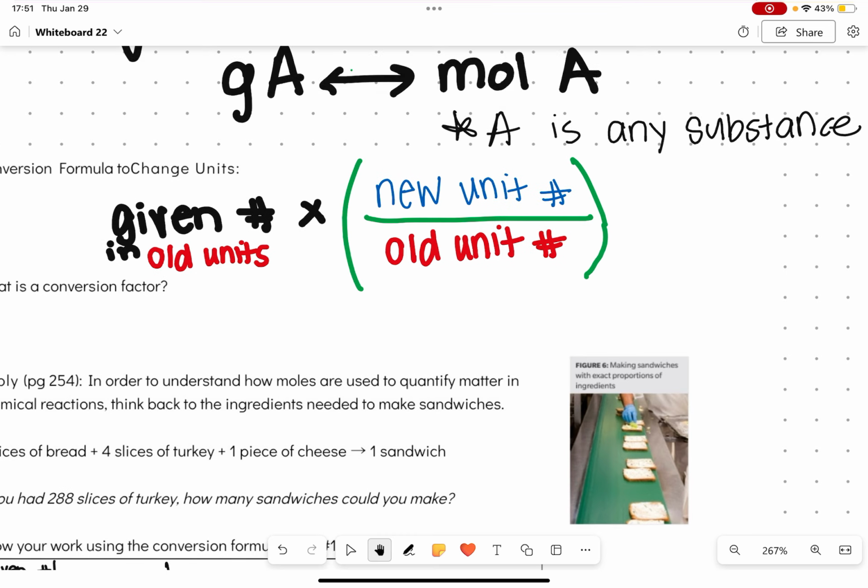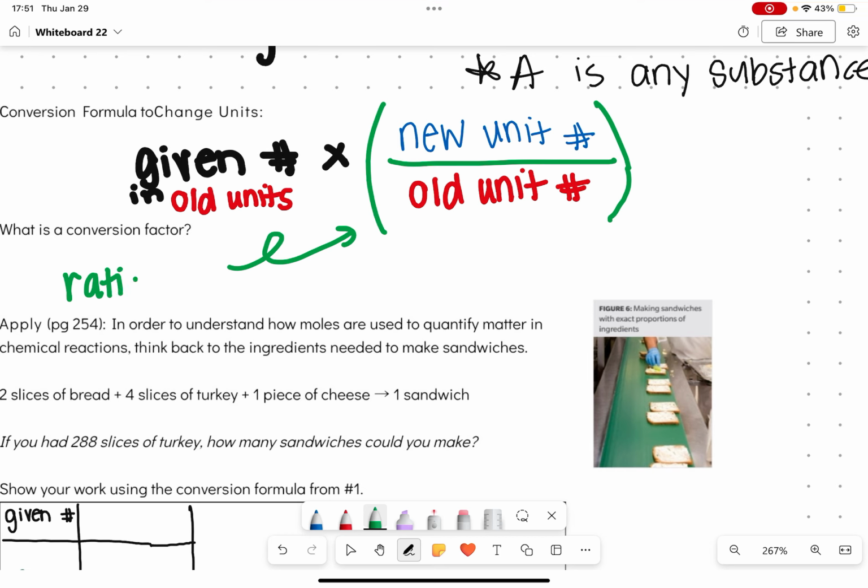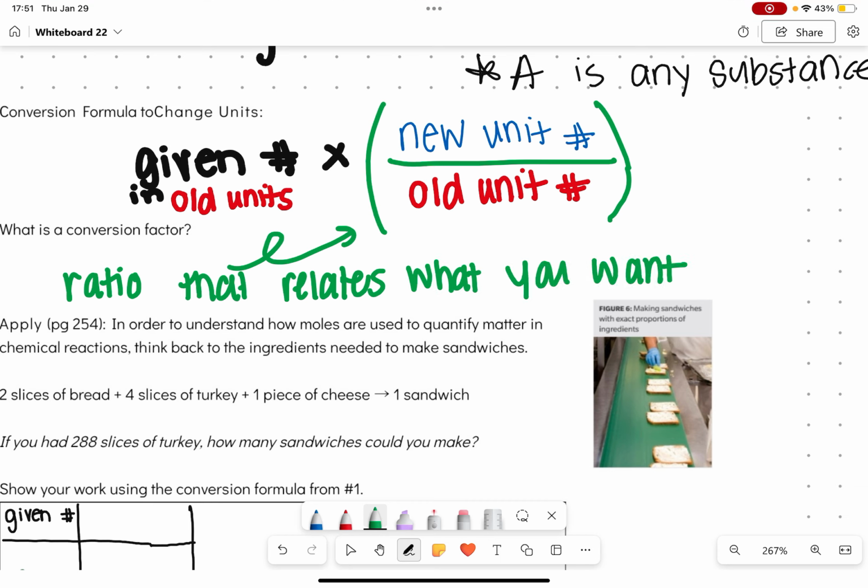So the setup of how to change units is the given number that they give you in the question goes out front. And your given number has what I like to call my old units, the units I currently have, but I don't want anymore. Then you multiply it by your conversion factor. So your conversion factor is what I have in the green parentheses. This is a ratio that relates what I want and what you have. So what I want would be my new unit, and what I have would be my old unit.